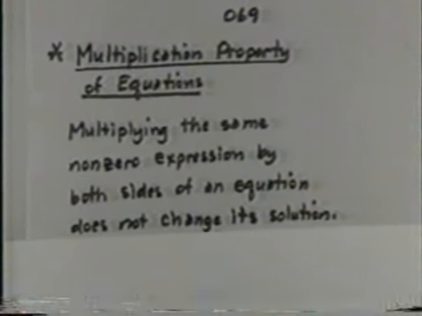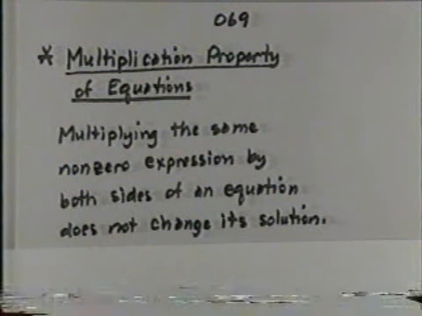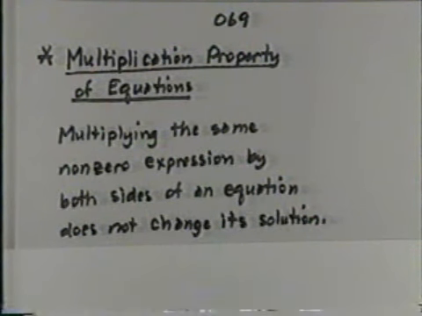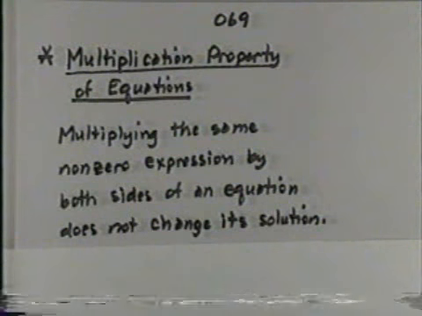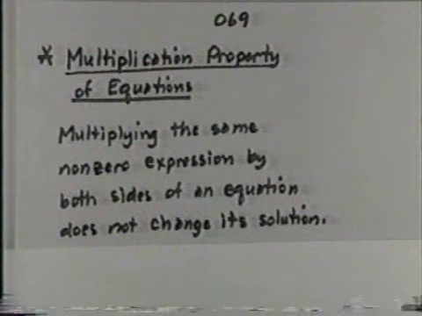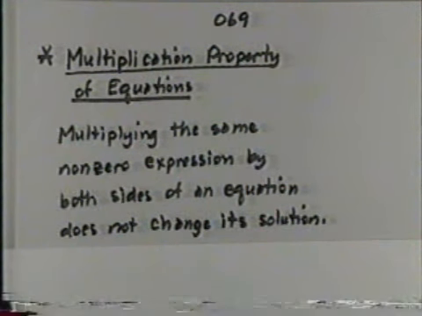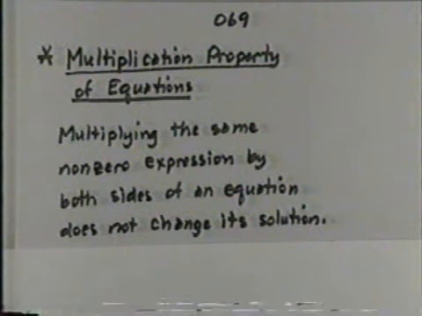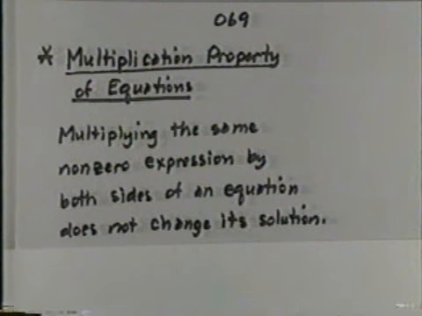Now we have our second rule for working with equations, for manipulating equations. The multiplication property of equations. It says, multiplying the same non-zero expression by both sides of an equation does not change its solution.